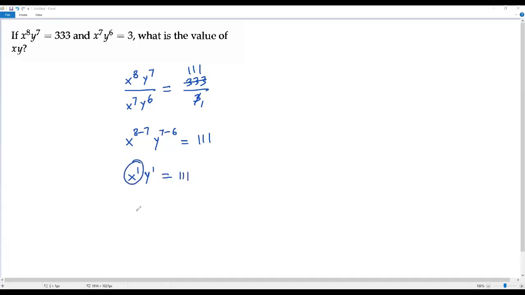x to the first power is just x, and y to the first power is just y. That is, we have x times y on the left side. On the right side, we have 111. Now I got the value of x times y. Its value is 111.